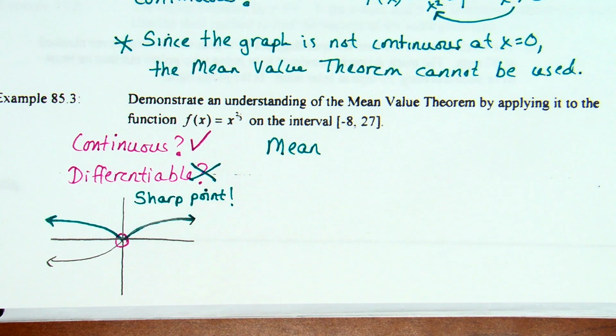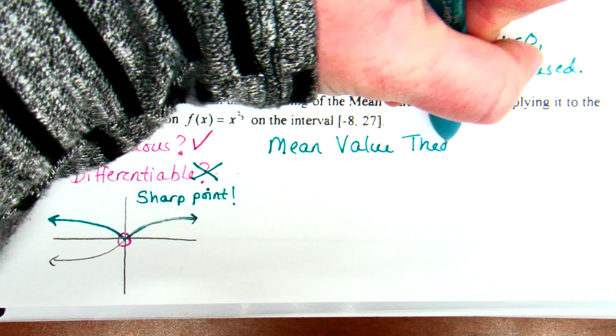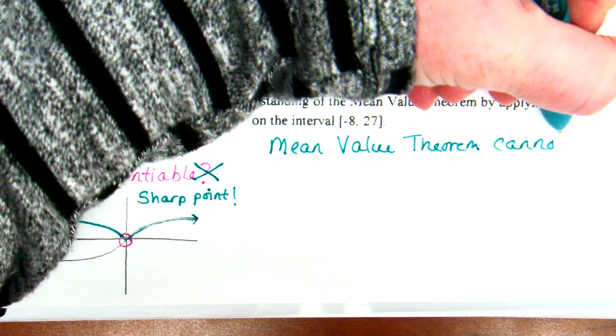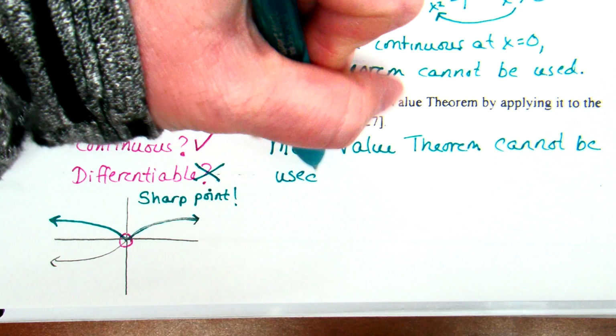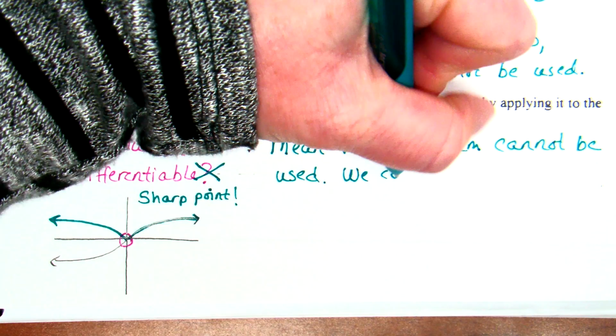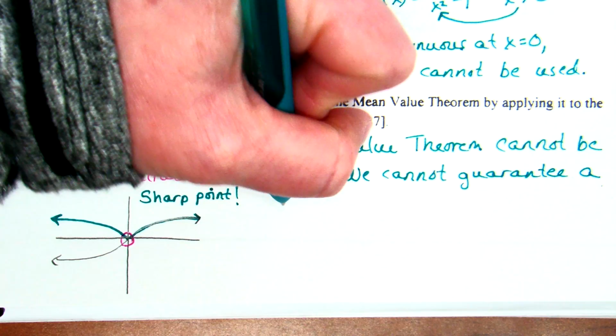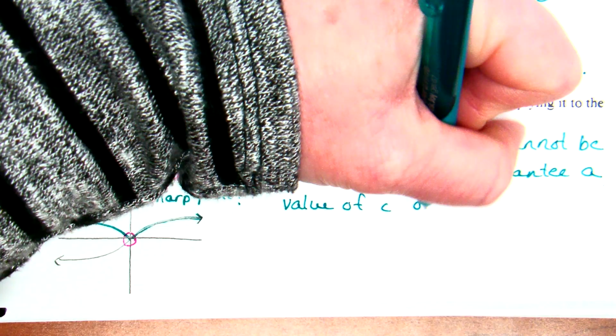Try it again. Understanding of the mean value theorem here is, mean value theorem cannot be used, which means we cannot guarantee a value of c on the given interval.